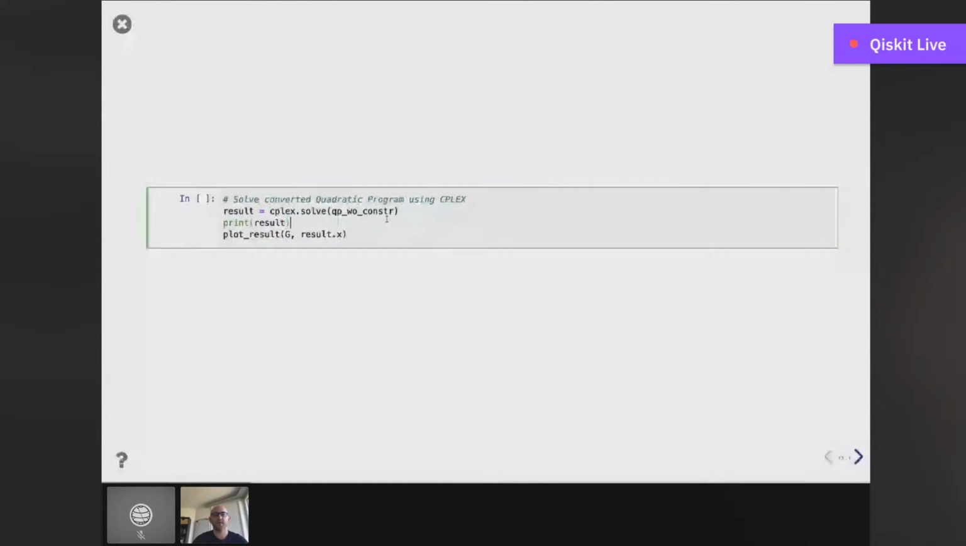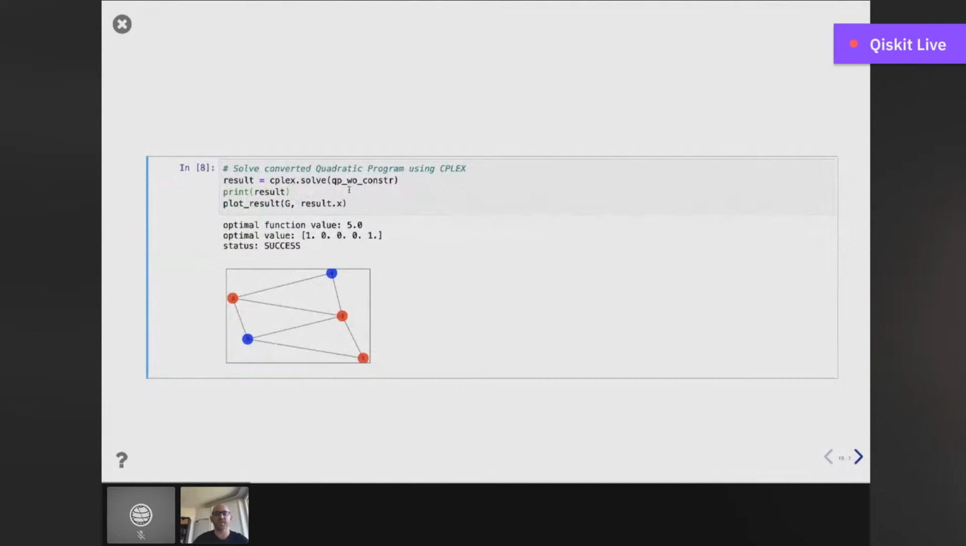Now let's check again whether this new quadratic program leads to a similar solution. And we see this. It's doing it again. We get a cut with a value of 5. It's not exactly the same solution as before, but it again satisfies the constraint. We have 2 1s, and it achieves the optimal value. So it's another optimal solution. There are multiple optimal cuts for this problem. And this was just to validate that our converter did a reasonable job.